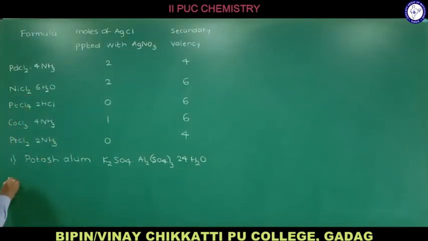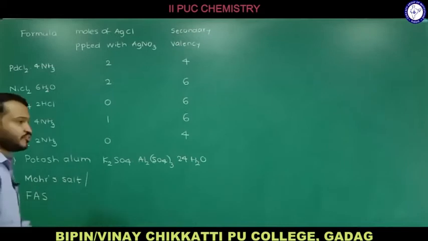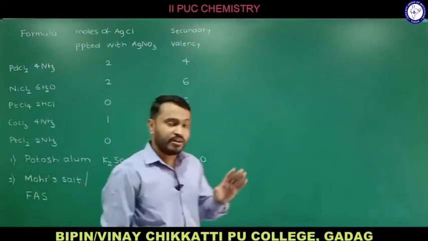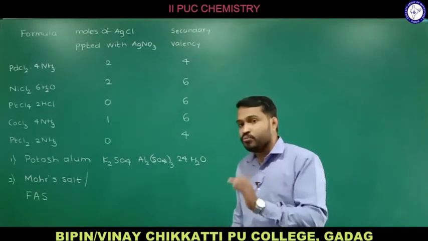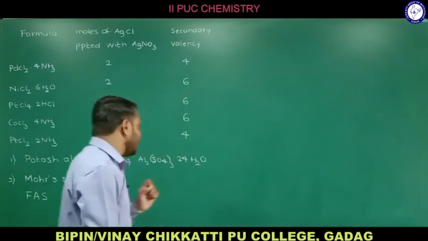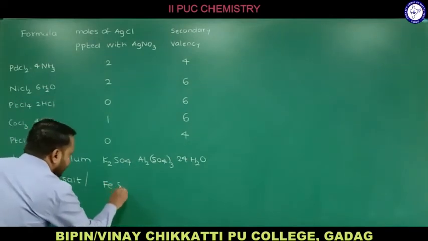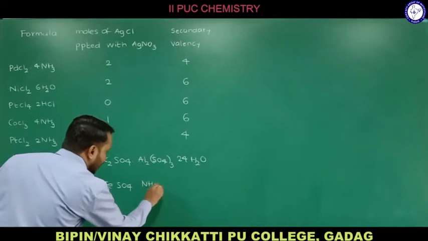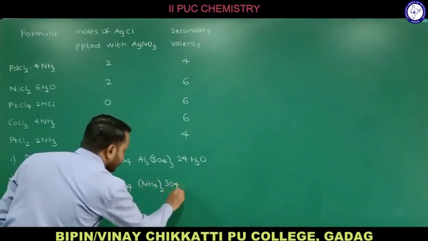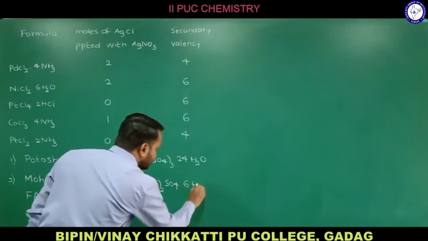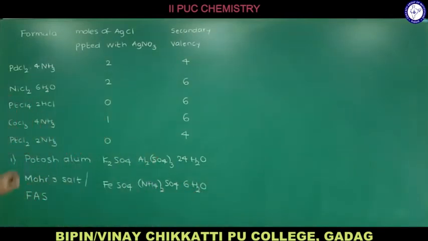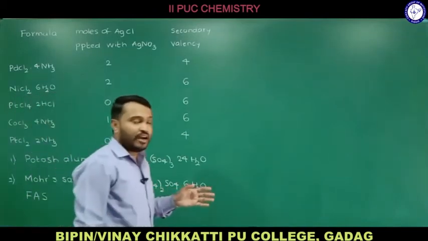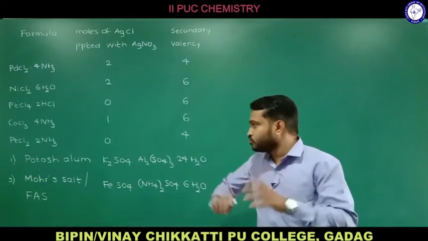One more example I consider, Mohr's salt. We have some other names for this. You can call it FAS also. FAS stands for ferrous ammonium sulfate. Remember, FAS stands for ferrous ammonium sulfate. You can call it Mohr's salt also. So let me write the formula of this FAS: FeSO4 (NH4)2SO4 6H2O. So two examples I considered, one is potash alum and one more is FAS, ferrous ammonium sulfate or Mohr's salt.